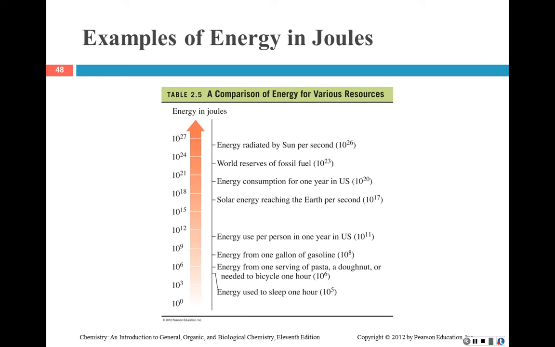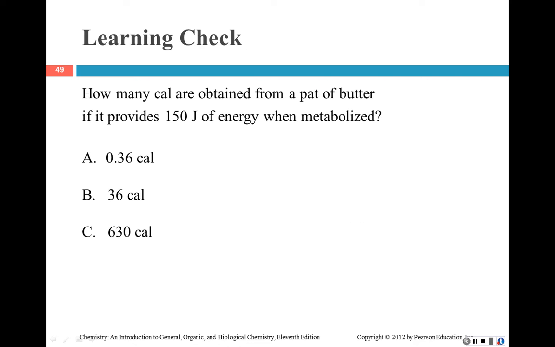If you just want to compare the differences in energy values, the energy used to sleep is 10 to the 5th joules. Energy from a gallon of gasoline, 10 to the 8 joules, and we go all the way up to the energy coming from the sun, which is one of the largest values we know of, 10 to the 26 power. So that's a huge amount of energy that we get from the sun. Too bad we can't capture that better.